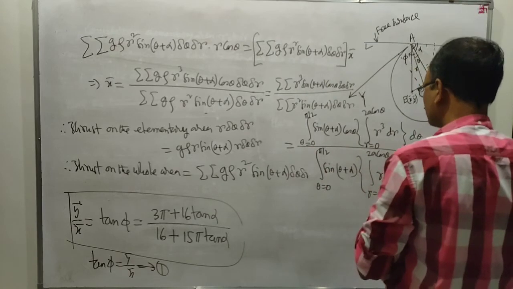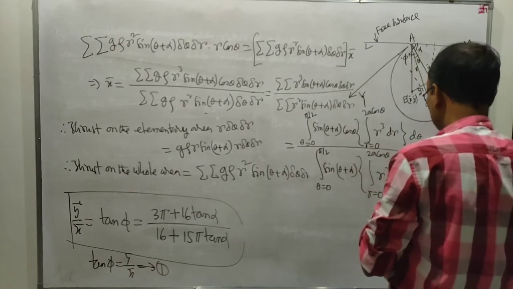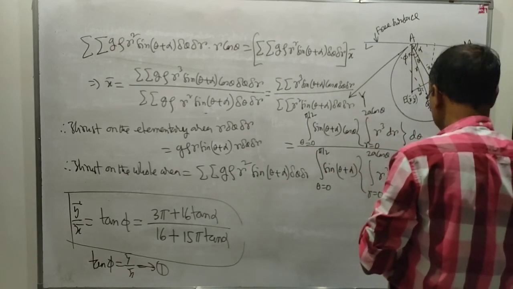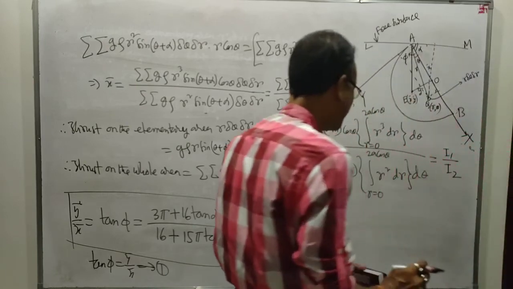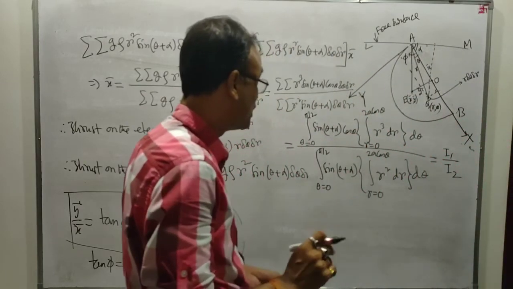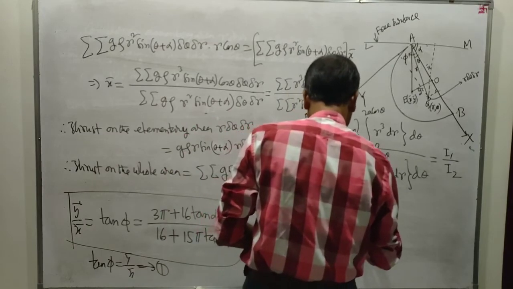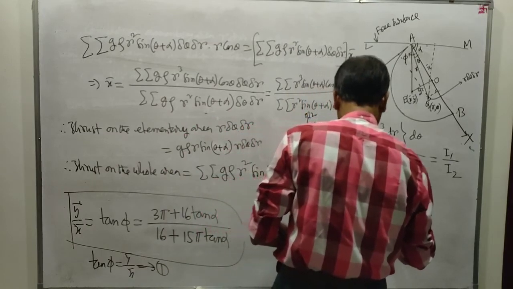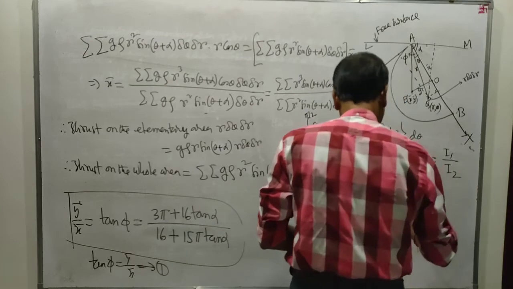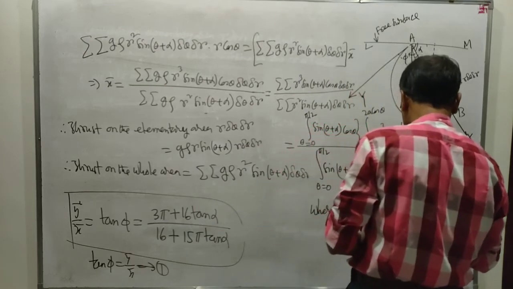Suppose this is equal to I1 by I2, where r equal to twice a cos theta is the polar equation of the circle.